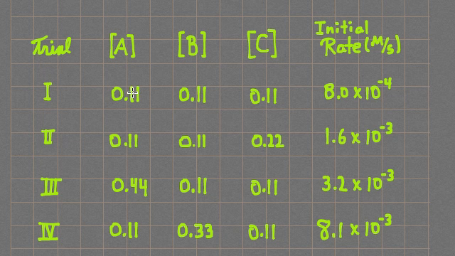Look at trials 1 and 2. In trials 1 and 2, my A stays the same, my B stays the same molar concentration. My C doubles from 0.11 to 0.22, resulting in what happens to the rate? Oh, I see. This is 0.0008. This is 0.0016. If you look at the times 10 to the negative 3 part, in other words, this also doubles. Double 8 and you get 16.